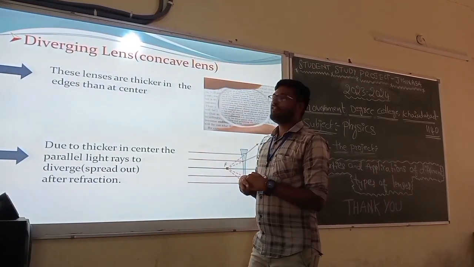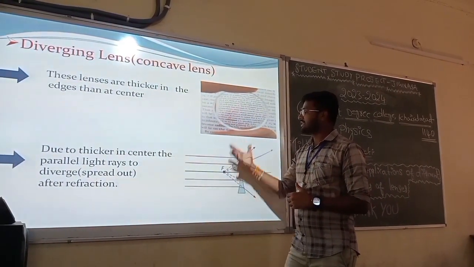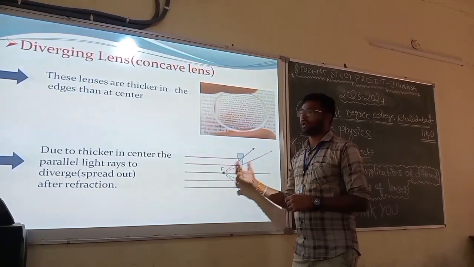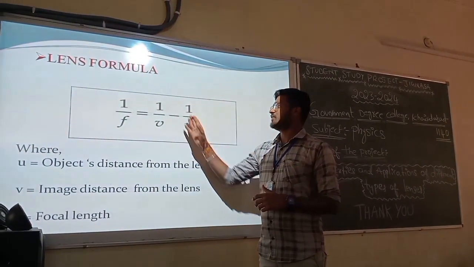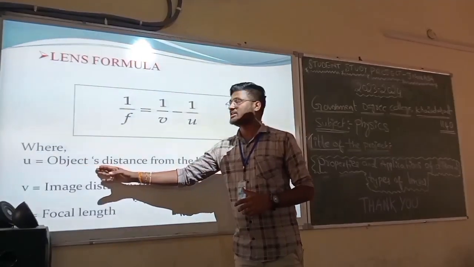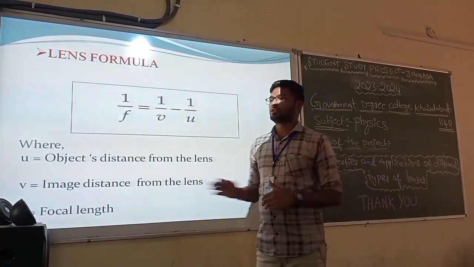Concave lens: if a lens is thinner at the center than the edges, it is a concave lens, since rays going through it will be spread out. Formula for the lens: 1/f = 1/v - 1/u, where u is the object distance from the lens, v is the image distance from the lens, and f is the focal length.